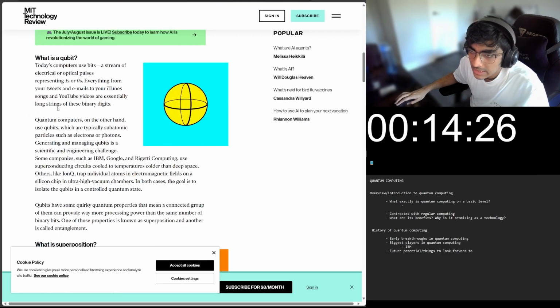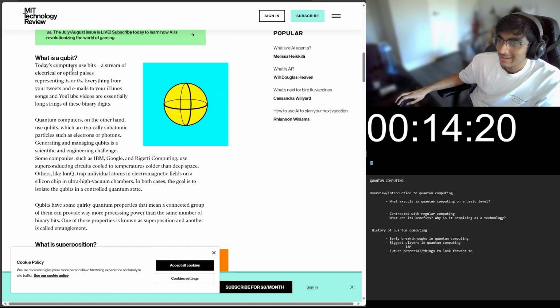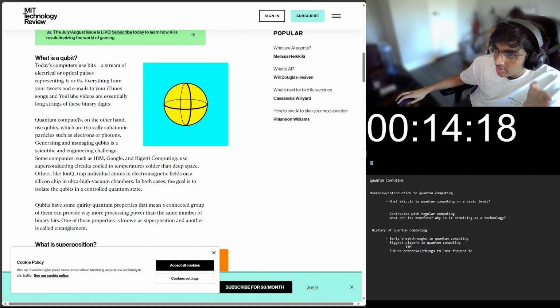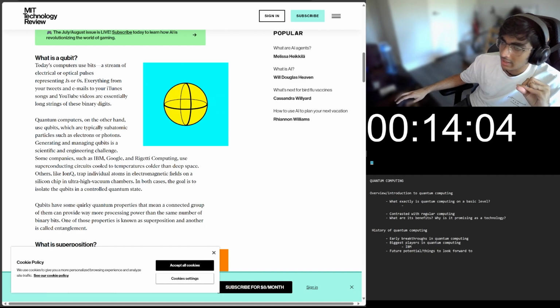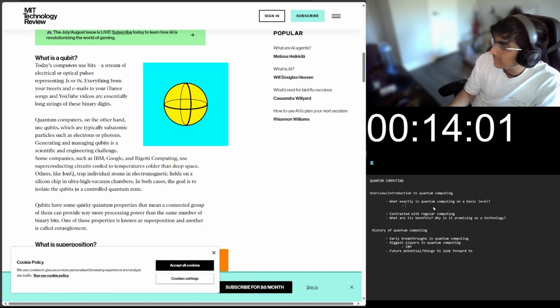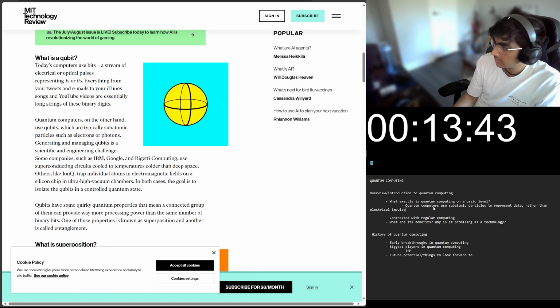So what is a qubit? Okay, here's the biggest thing: quantum computing on a basic level. Here you can see they say today's computers use bits, and quantum computers, on the other hand, use qubits. Bits are a stream of electrical or optical pulses representing ones or zeros, and qubits are subatomic particles like electrons or photons. If I had to summarize this, it's basically saying that quantum computers use subatomic particles to represent data rather than digital electrical impulses, right?